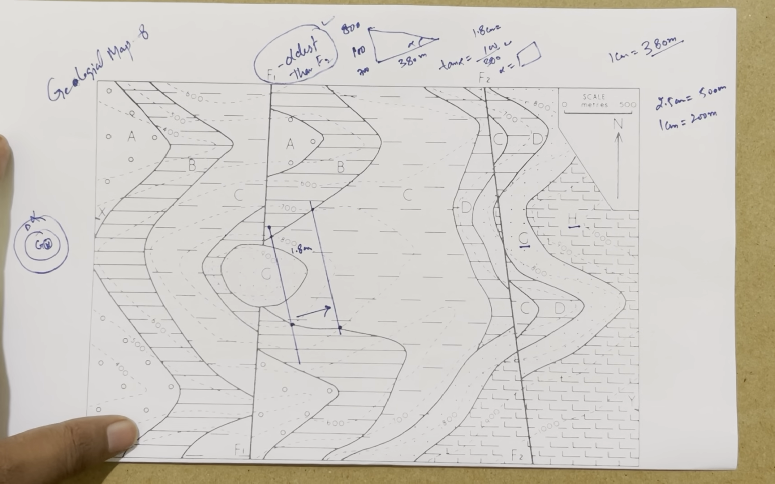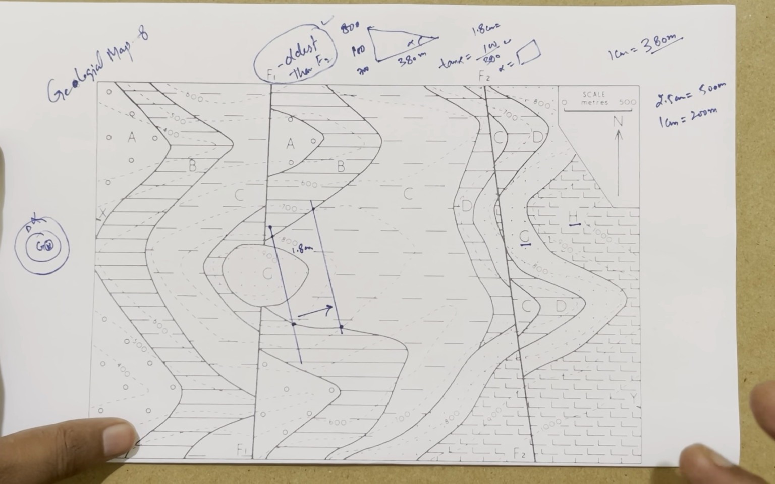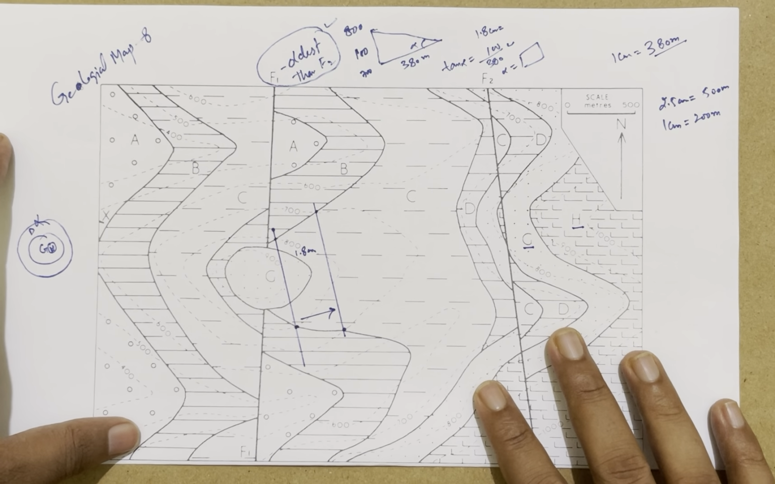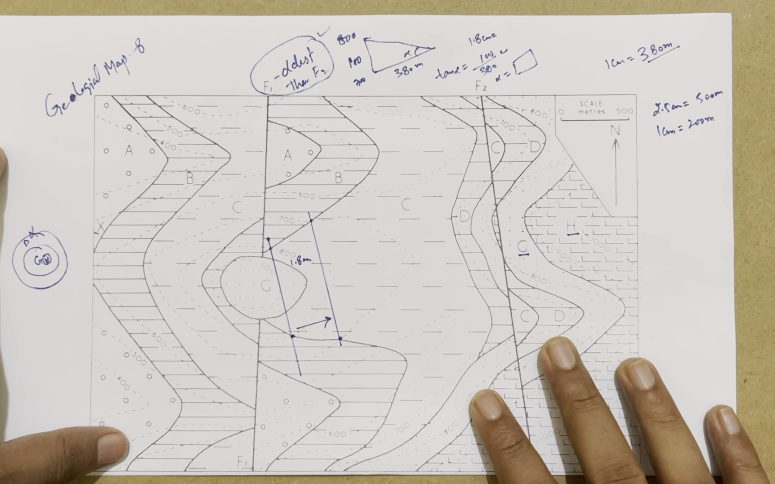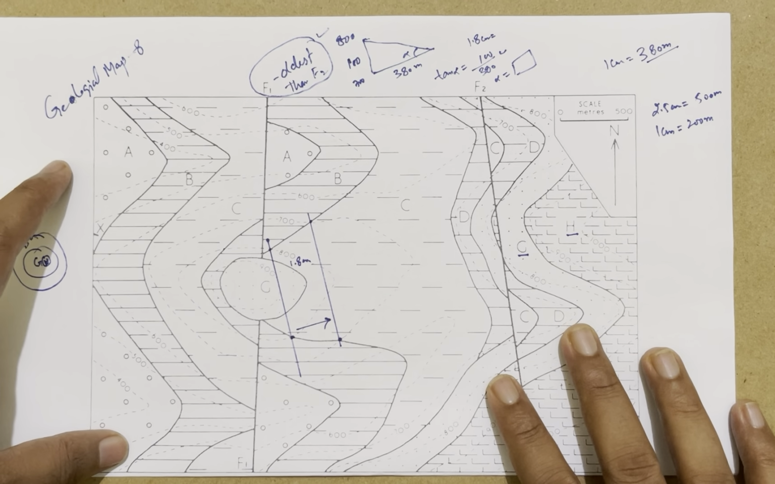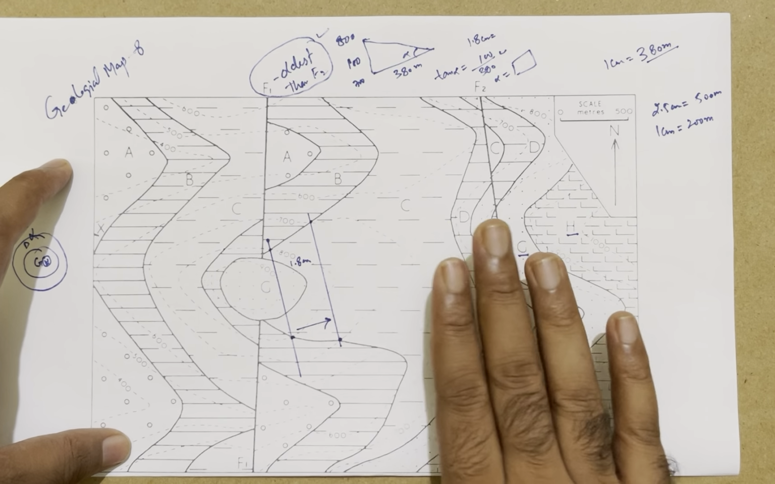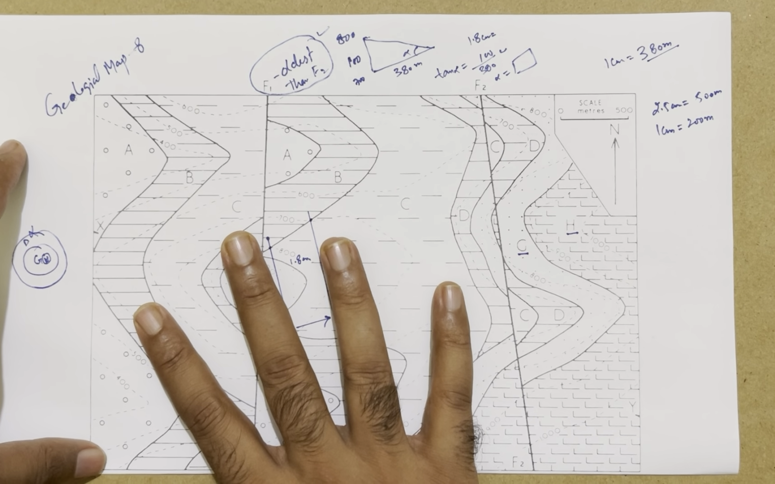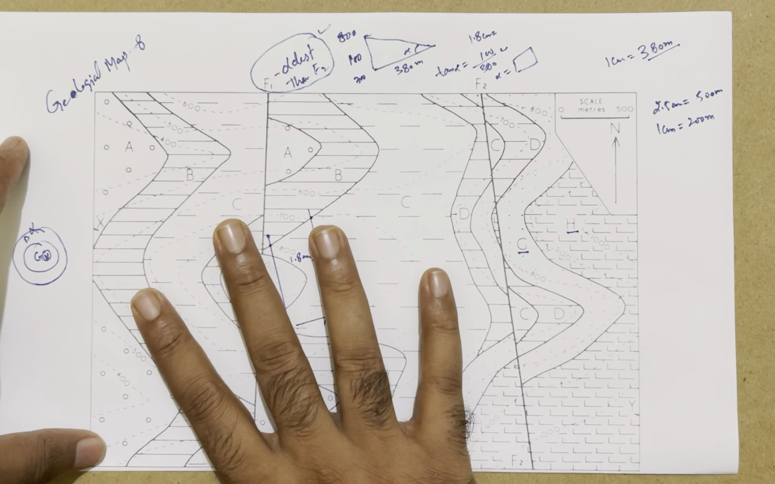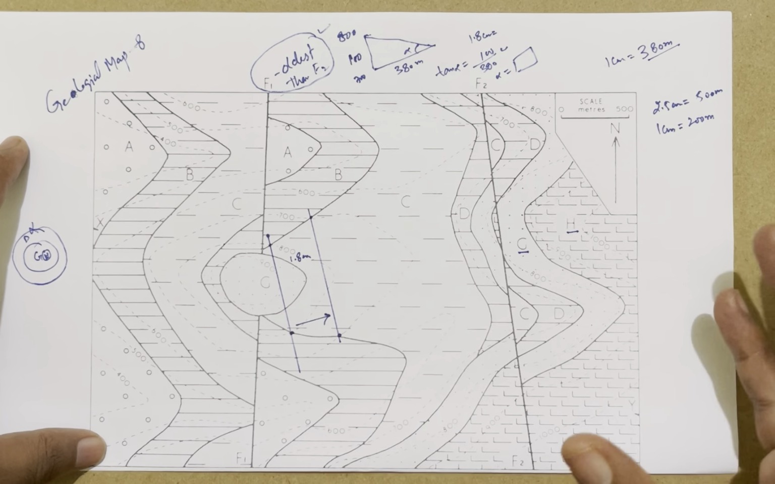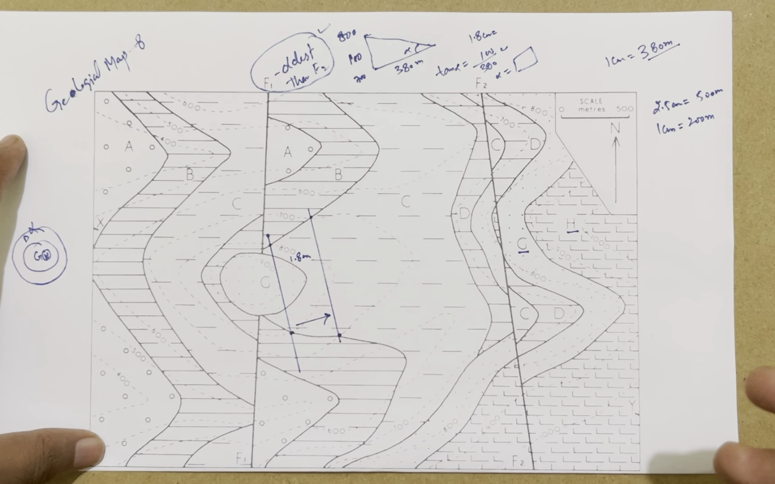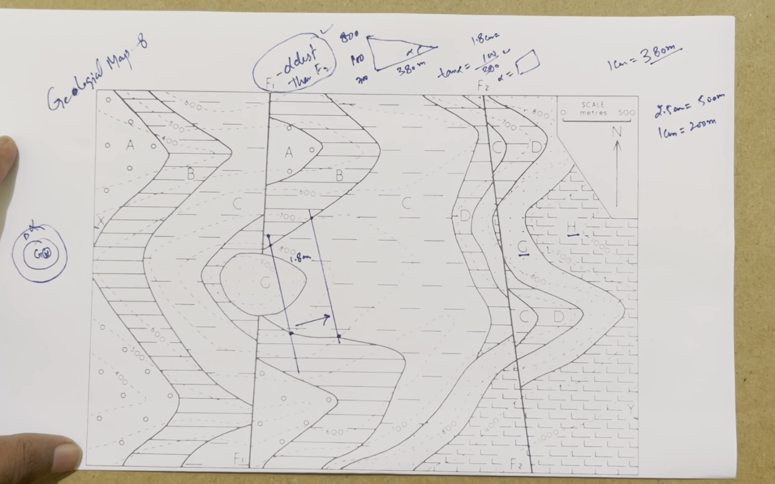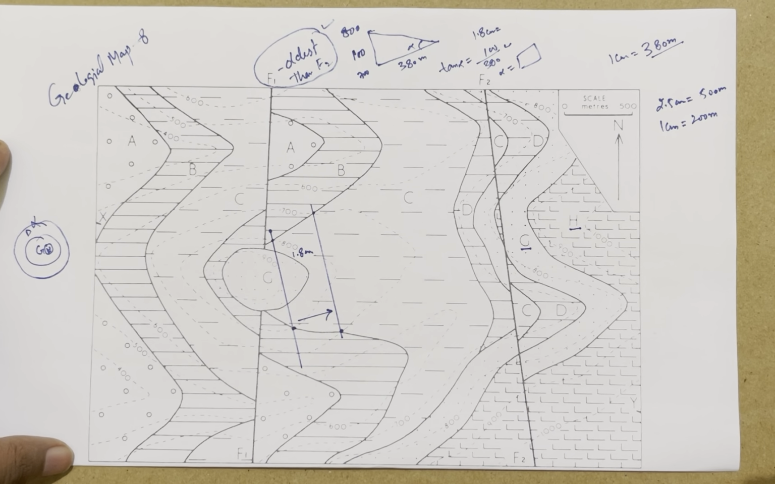So how can we find that out? I think we have to prepare a cross section for that, so that things are clear. Otherwise I can tell you how to interpret it from the map itself. We need not draw the cross section, we can understand from the map itself. But for that you have to visualize things in that way. Slowly it will build up in your mind.